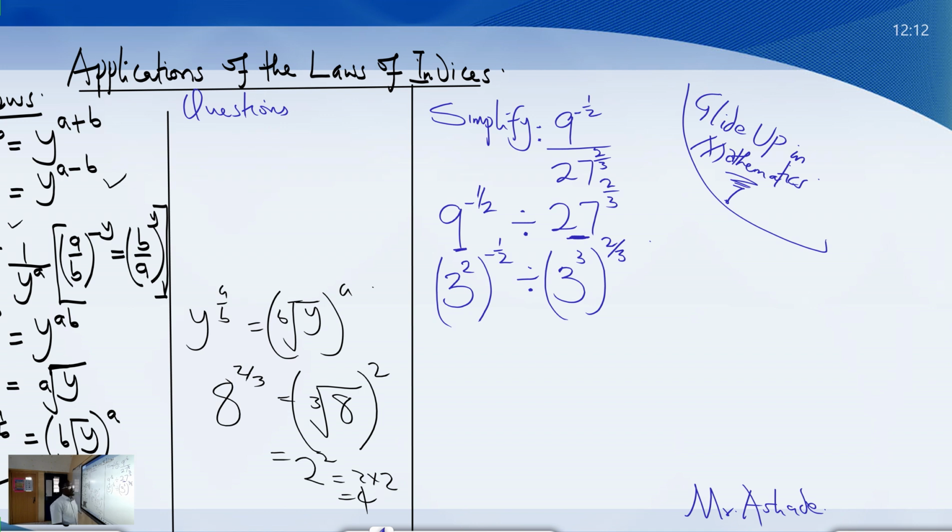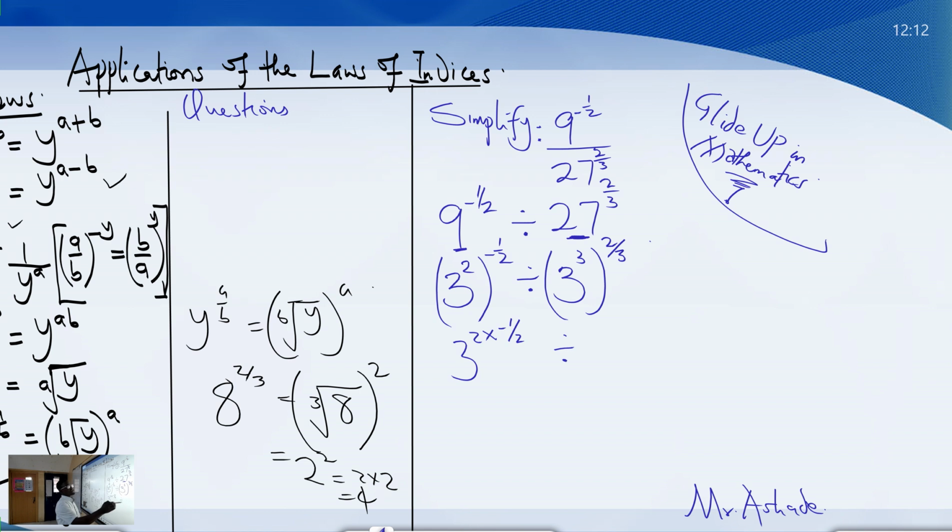So going by our double index law, when you have y raised to power a, then raised to power b, don't forget we said this is y raised to power a times b. The two powers will multiply each other. So let's apply that here. So this will be 3 raised to power 2 times minus half.